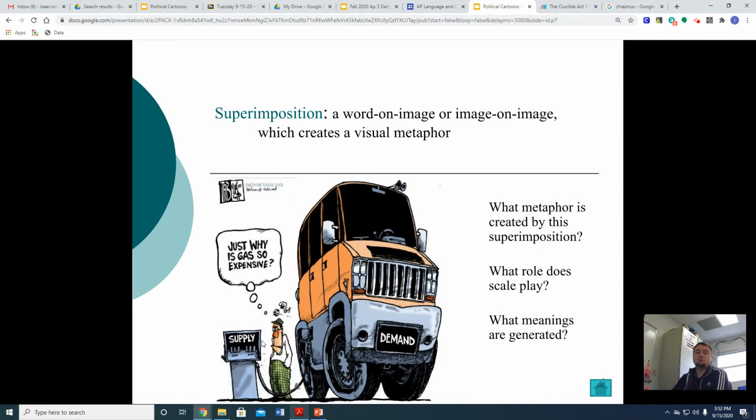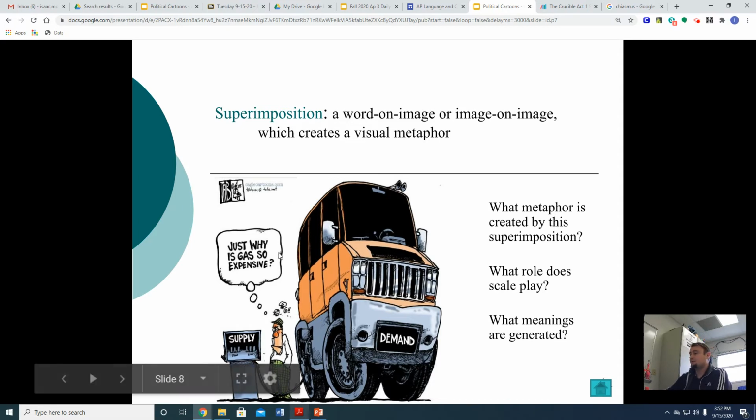Ties in the laws of supply and demand from economics, and really it's talking about why is gas so expensive. Obviously, they're saying that demand is very great. So whenever demand is great, supply goes down, so cost is going to go up, and vice versa. If demand went down, supply would go up, and cost would go down. So what metaphor is created by this superimposition?